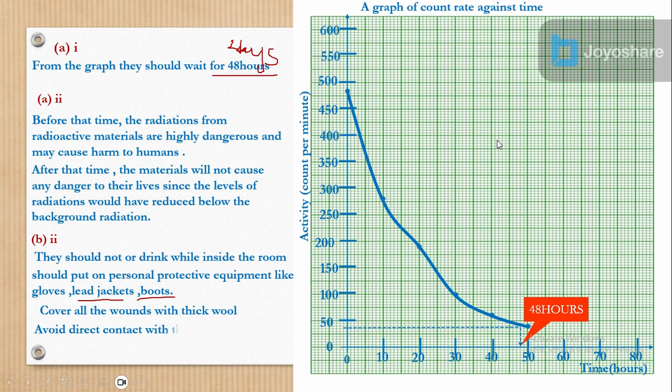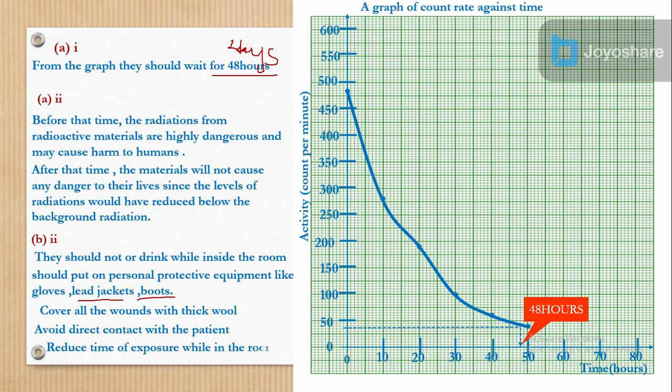Then also avoid direct contact with the patient. If a patient has been exposed to those radiations, please, you shouldn't make any mistake of moving near that person or even touching him, because you never know, he may still have the radiations in there.